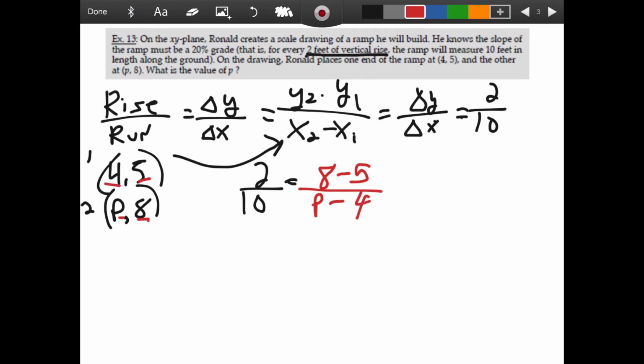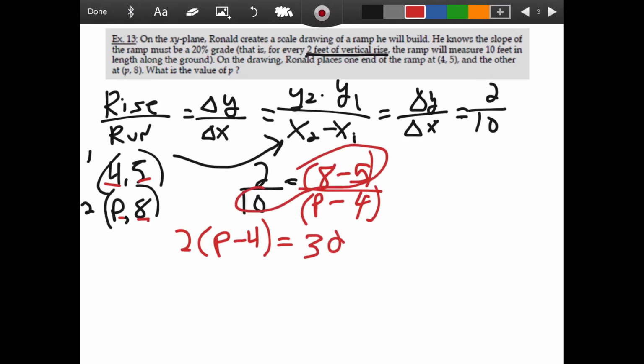Now, what I would do, cross multiply, so we get 2p minus 4 equals, what you could do, you could subtract quickly. 8 minus 5 is 3, right? Do parentheses first. 8 minus 5 is 3 times 10. That's going to be 30, right? Cross multiply in this term. So now we're ready to solve for p.